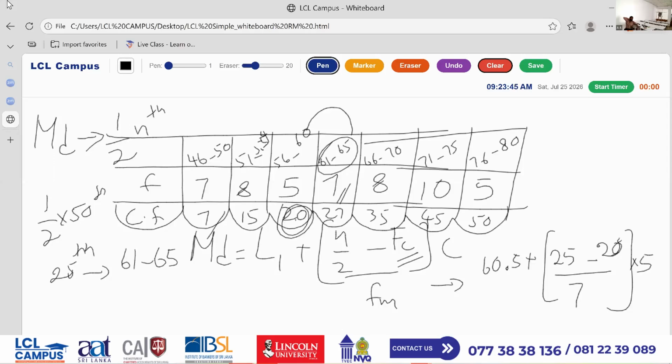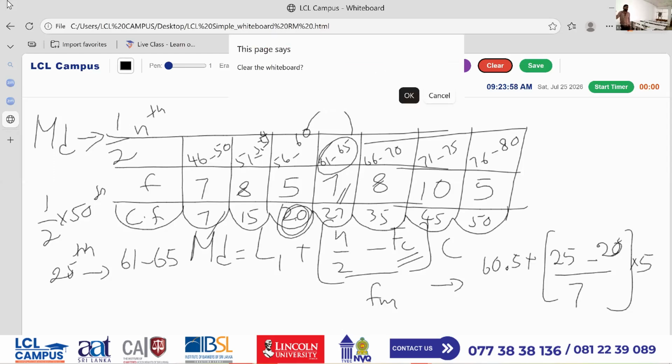Is it okay then? At the exam, we don't know whether mode or median is asked, so the formula is for both. Any doubts in that formula? L1 is the lower class boundary of the median class. Before everything, first you want to identify the median class using half into n. Half into n we got the 25th, so the 25th item belongs to this class, 61 to 65.